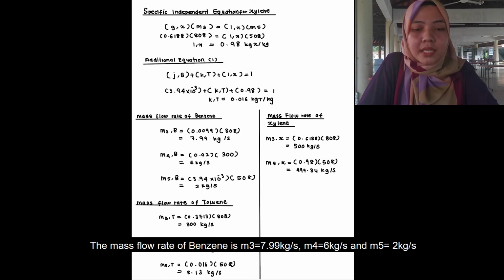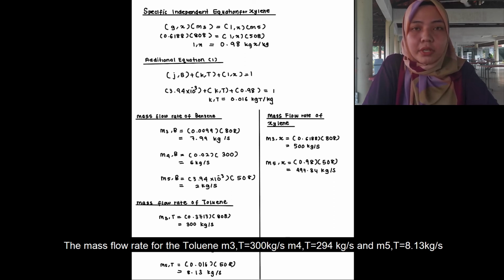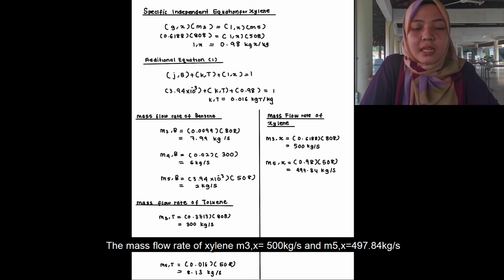The mass flow rate of benzene M3 is equal to 7.99 kg per second, M4 is equal to 6 kg per second, and the last one, M5, is equal to 2 kg per second. The mass flow rate for toluene: M3T equal to 300 kg per second, M4T equal to 294 kg per second, and M5T equal to 8.13 kg per second. The mass flow rate of xylene: M3X equal to 500 kg per second, and M5X equal to 597.84 kg per second.